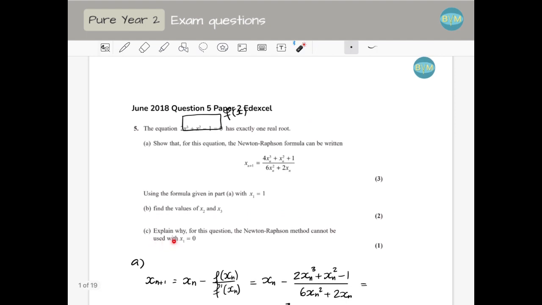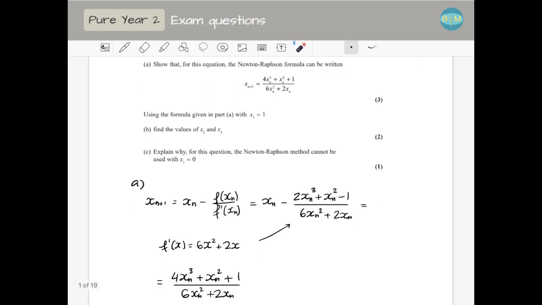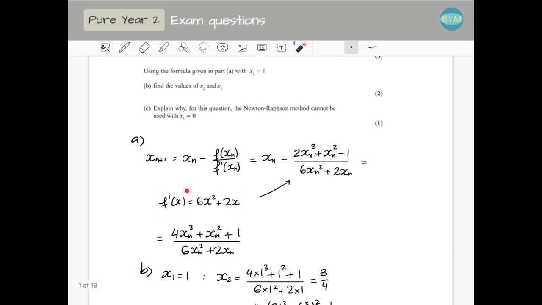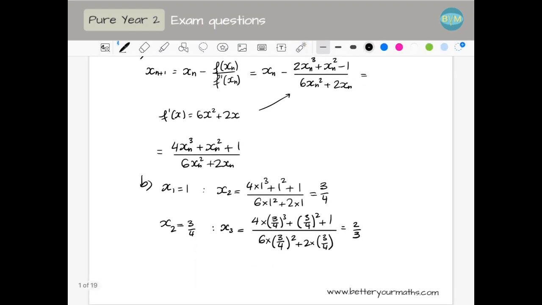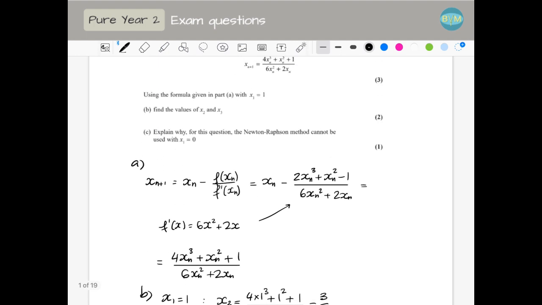And then the last thing, it says explain why for this question the Newton-Raphson method cannot be used with x_1 equals 0. It could be because it's a stationary point. So let's check. You have the derivative function. When x is 0, the derivative function is 0. So that means that this is a stationary point, and I can't use Newton-Raphson with a stationary point. It won't work.